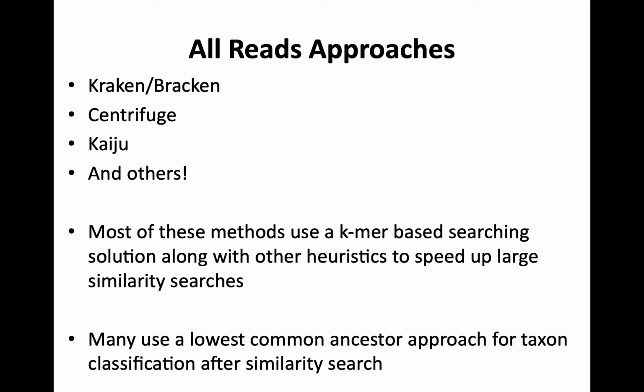And they also usually use some sort of lowest common ancestor approach to assign taxonomy. And I'll talk about that in a bit more detail. That's pretty common across almost all these methods. They just use different databases and different heuristics on top of the k-mer approach to speed it up even further. And there are lots of trade-offs between, obviously, speed and accuracy.